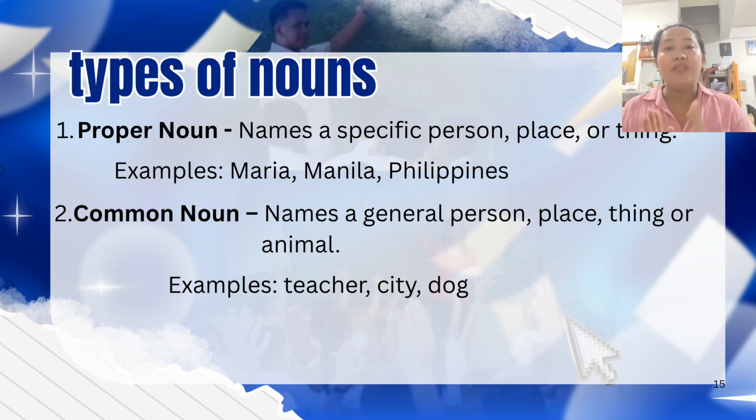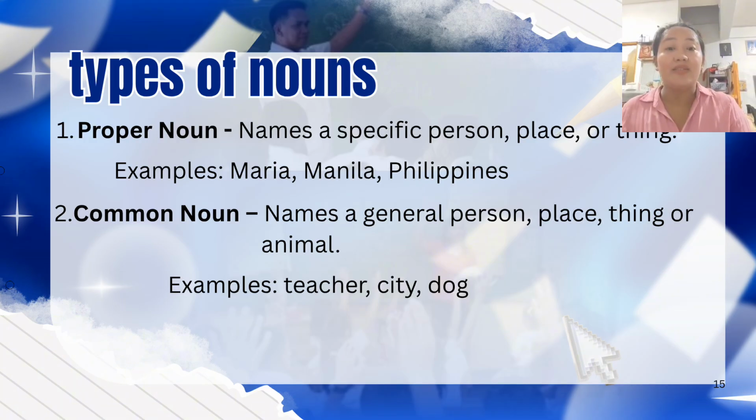A proper noun names a specific person, place, or things. A proper noun also always begins with a capital letter. For example, Maria, Manila, Philippines. Now, let's proceed to the second type of noun, which is the common noun. A common noun names a general person, place, things, or animals. For example, teacher, city, and dog.